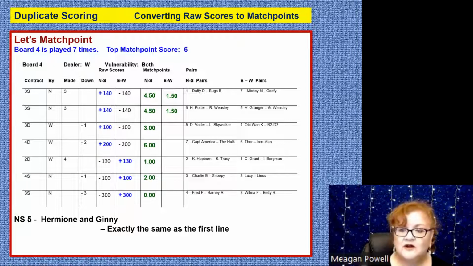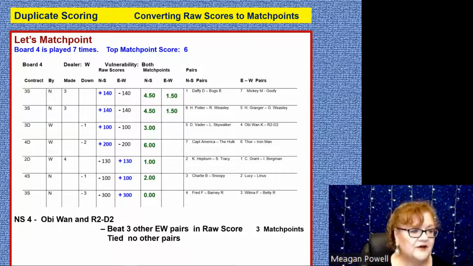Okay. What about the third line? Obi-Wan and R2-D2. Well, they beat 3 other pairs. Who did they beat? They have a negative 100. They can beat the other negative numbers that are bigger. So they beat 3 other pairs. They don't beat anybody with a positive number, right? And so if they beat 3 other pairs, they didn't tie anybody, they get a 3.0 as well. Notice those two numbers equal the 6, the top match point score.